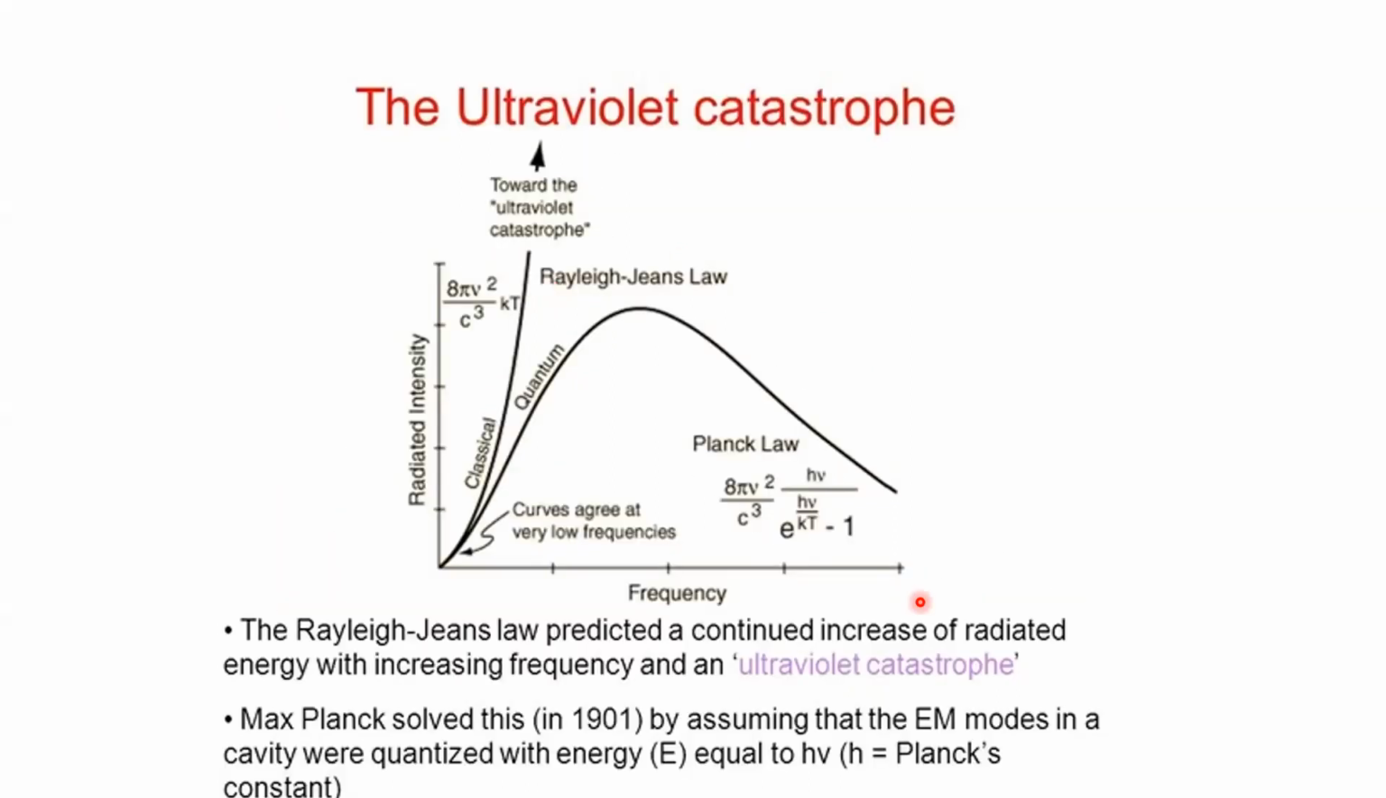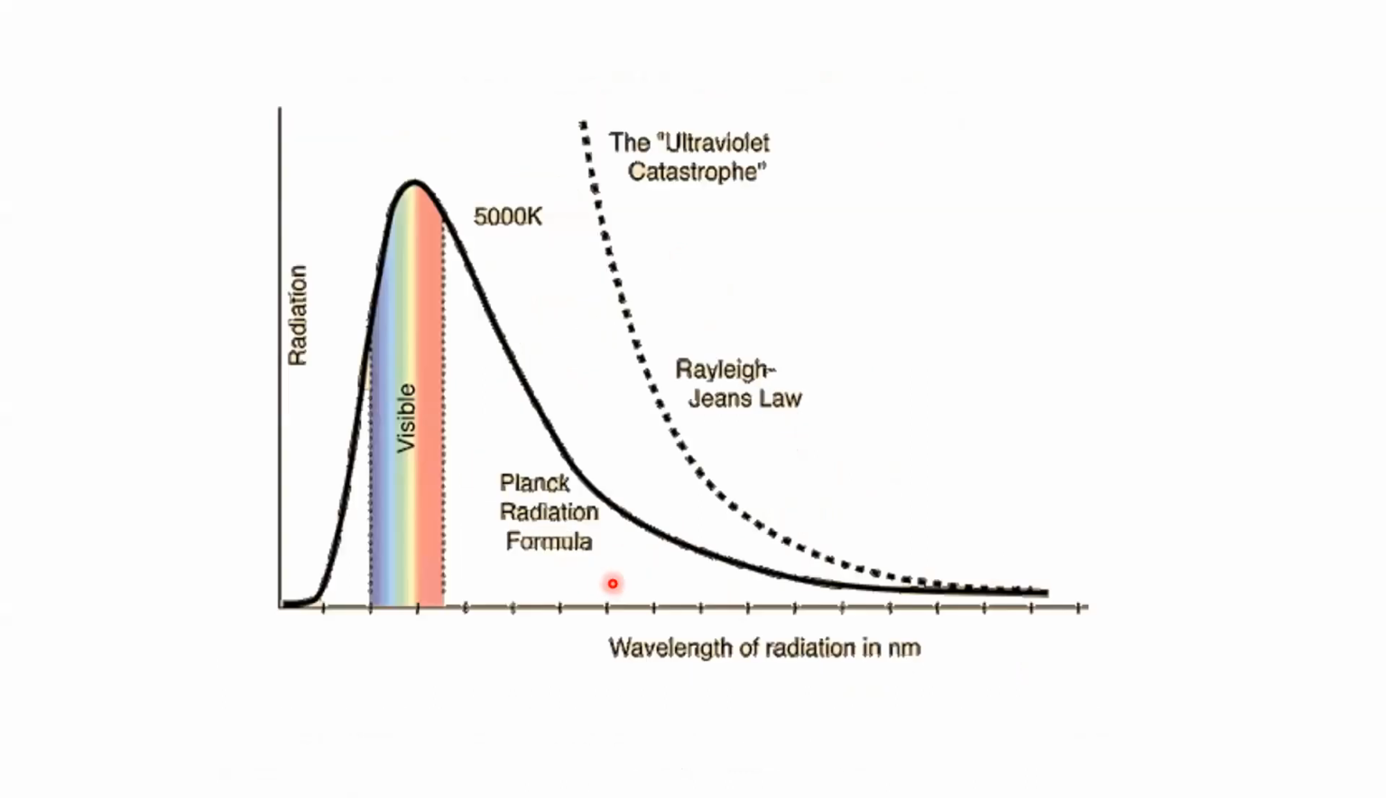So this graph, if you look carefully, this is intensity versus frequency. This is intensity versus wavelength. The shape of the curve is a little bit different, but no matter how you look at it, there's still a peak.